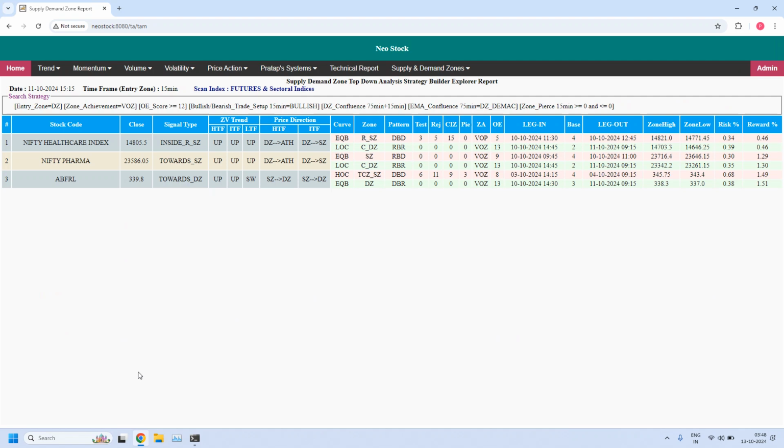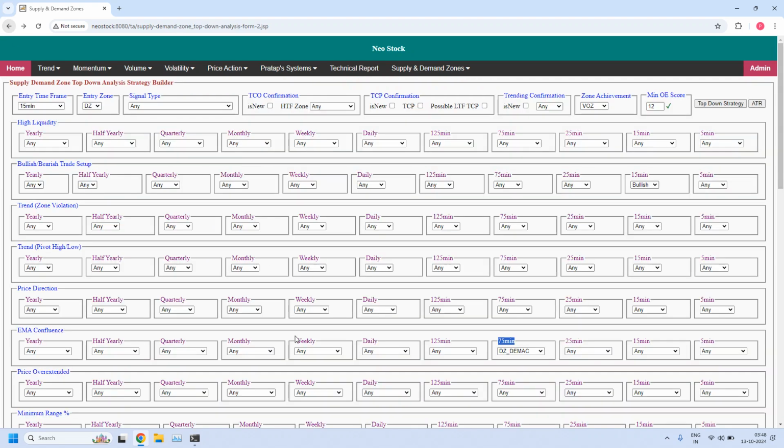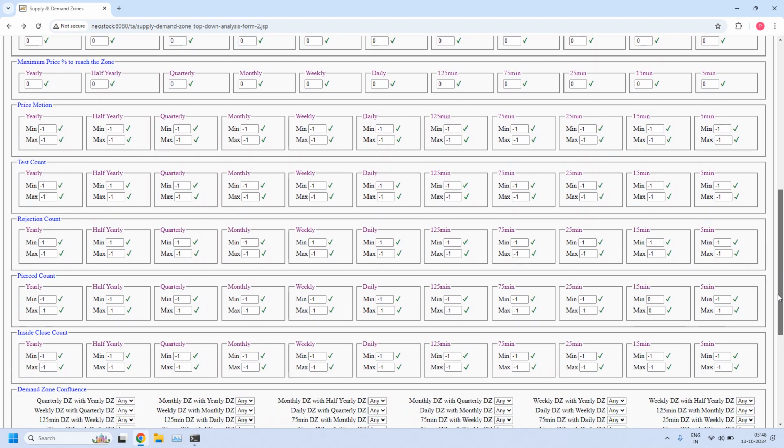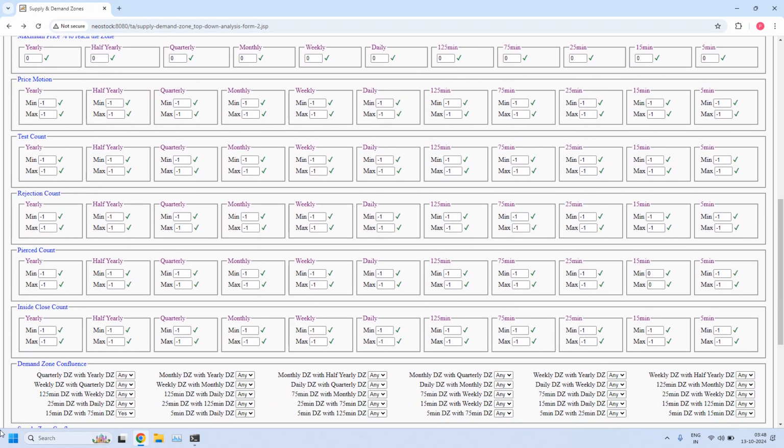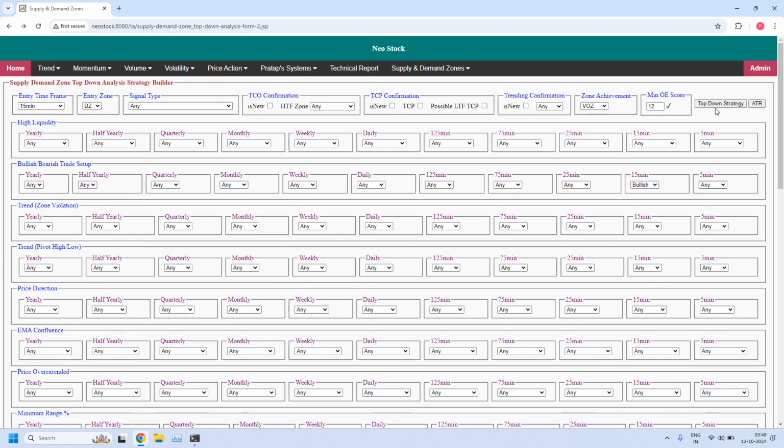Okay, now let's look for the next combination, LTF, ITF, HTF confluence. That means the 15 minute zone is part of the 75 minute zone. Both 15 and 75 together are again part of the daily zone. So I am removing the EMA filter. Now in the demand zone confluence, already we selected 15 minutes demand zone with 75 minutes demand zone. Now I am enabling the filters 15 minutes demand zone confluence with daily demand zone and also 75 minutes demand zone confluence with daily demand zone. With all the 3 filters, let's verify.